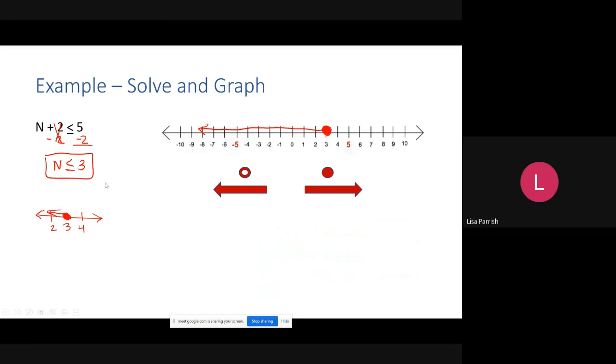So solve it, then graph your answer, just like we did yesterday. Okay. Let's try the next one. y minus 3 is greater than 9. So it's a subtraction problem, and we want to solve it by using the inverse, which is addition. I'm going to add the 3 to both sides because that's what is with the variable. That's going to cancel. And I have y is greater than 9 plus 3, which is 12.